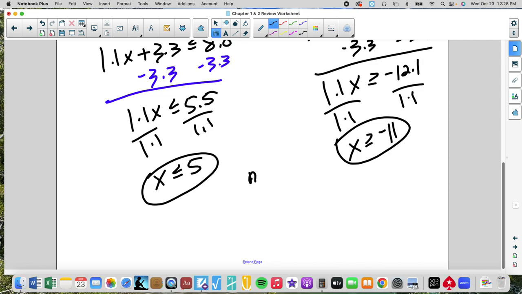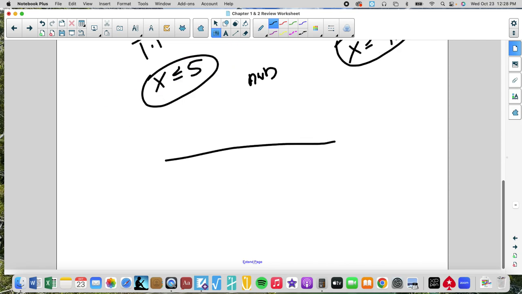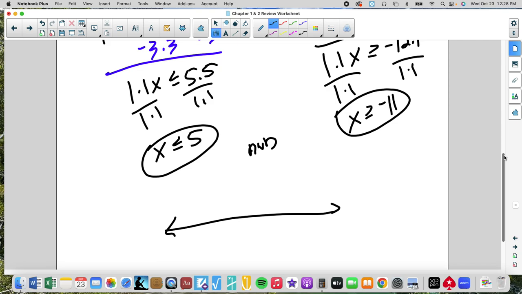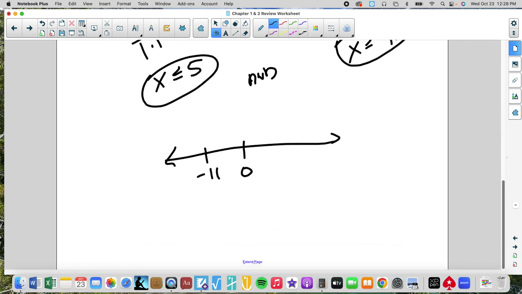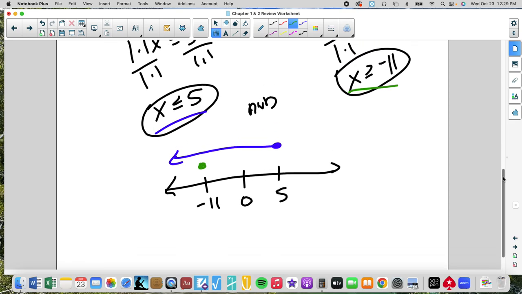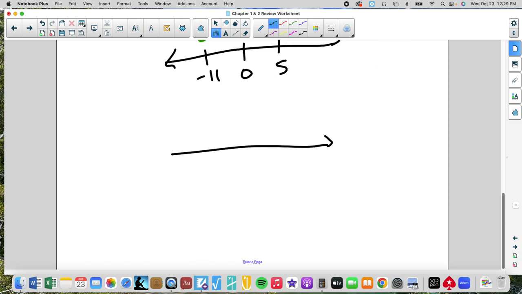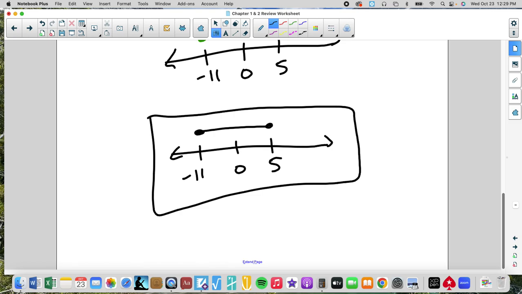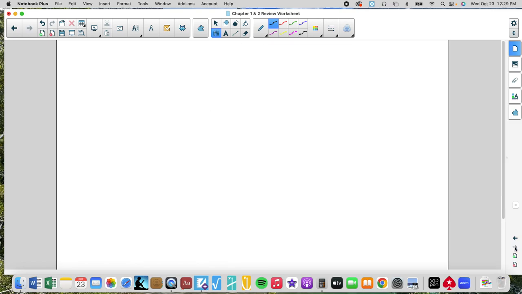This is an and statement. Let's do our intermediate. Oh, it's negative, right? Negative 11, 0, 5. Come on, we're almost done. We'll do this in blue. Closed, going that way. We'll do this in green. Closed. Greater than, yep, negative 11. So my answer is going to be negative 11, 0, 5, closed circle, closed circle. And we're done.